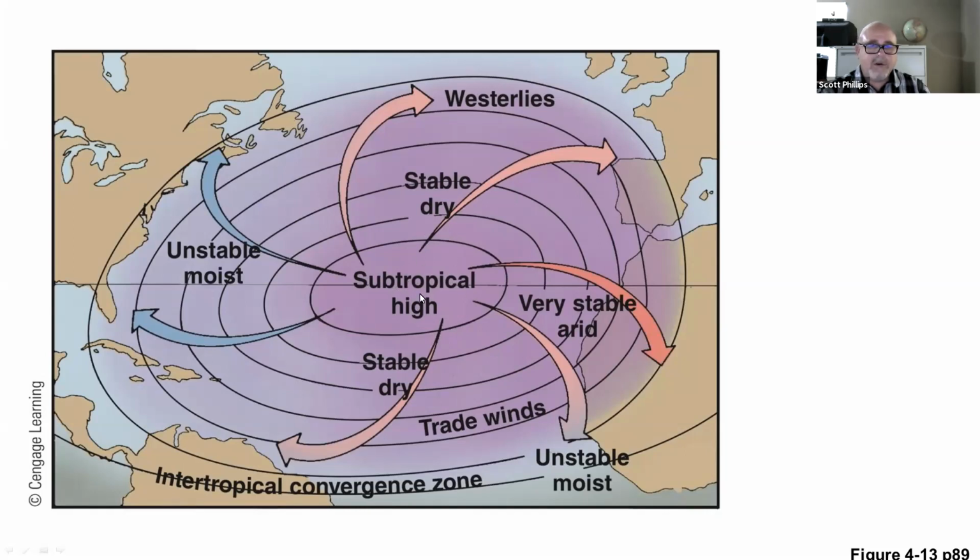So from the subtropical high, you have air blowing kind of from west to east. These are called the westerlies. Or in the opposite direction near the tropics, these are called the trade winds, blowing from east to west. They're called westerlies because they come from the west to the east. These come from the east to the west.